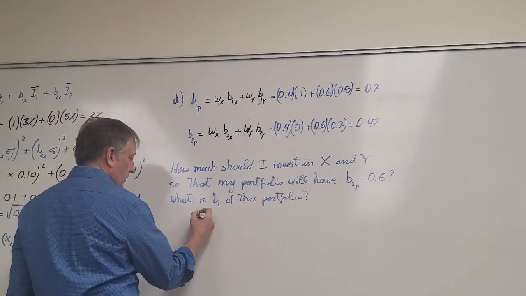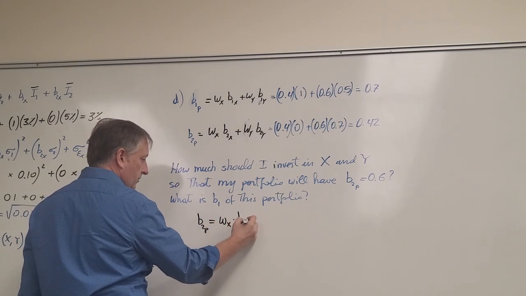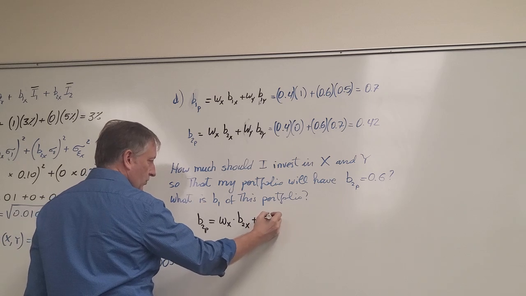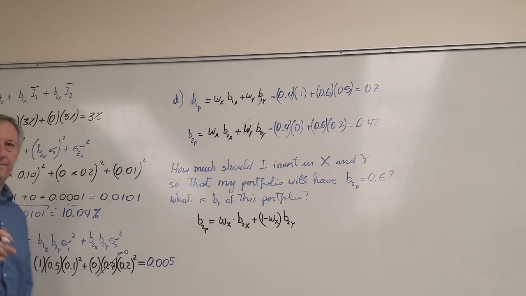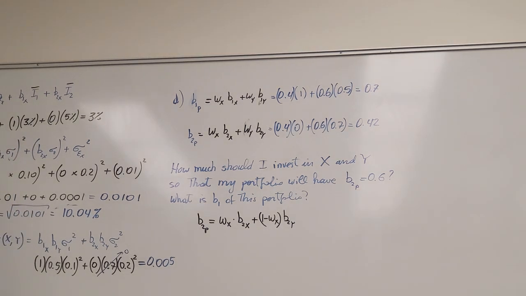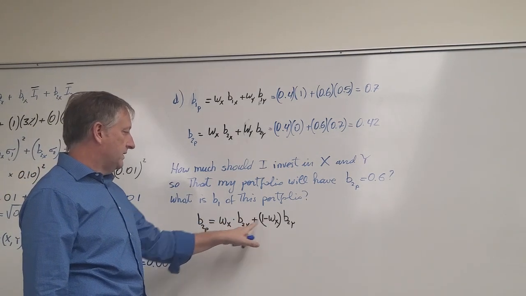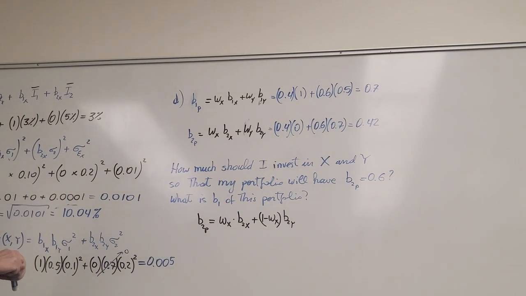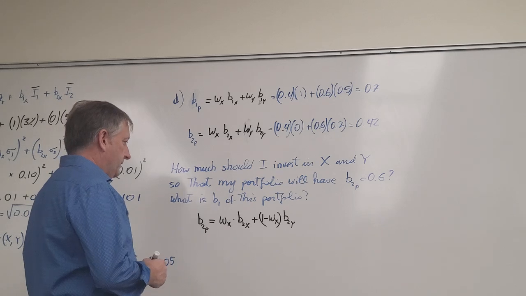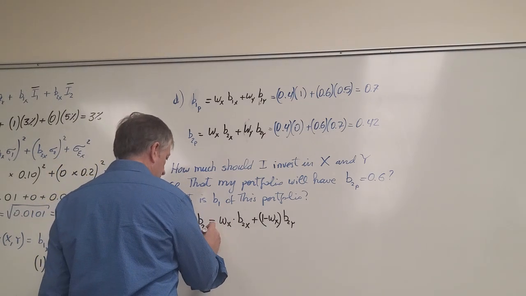So let's start with beta 2 of P is equal to the weight of X times beta 2 of X, plus 1 minus the weight of X times beta 2 of Y. You agree with that? Why did I write 1 minus WX? That is the weight of Y. You're mixing those two things, the weight of X and the weight of Y add up to 1, so I'm writing it like that. Out of all those, all the numbers are known except the weights. So this is 0.6.